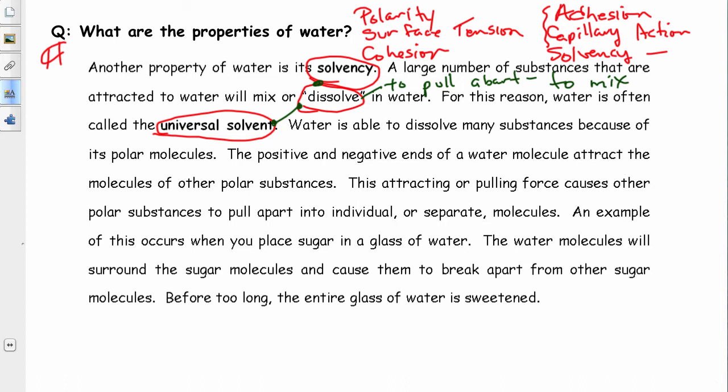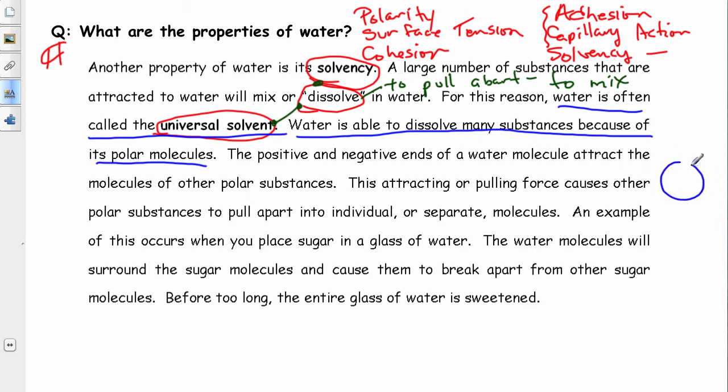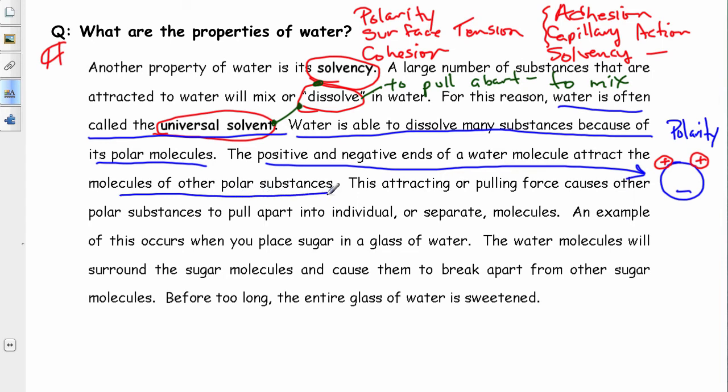And with your blue marker, just a couple of main ideas. Water is often called the universal solvent because water is able to dissolve so many different substances. We understand polarity already, and again, you guys have seen this plenty of times, but it never hurts to sketch it again. Let's make sure that we link that to the context, polarity of water. So the positive and negative ends of a water molecule attract the molecules of other polar substances. This is so important, and it's so cool when you realize what's actually happening. And then finally, an example of this occurs with sugar in a glass of water.